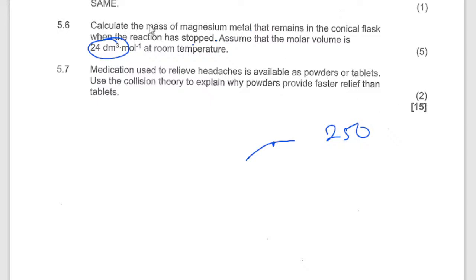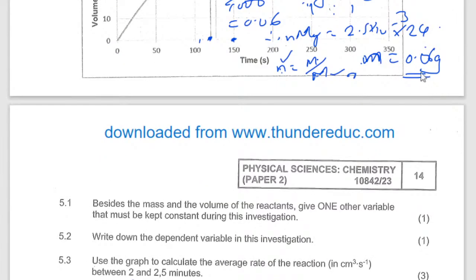Assume that we calculate the mass of magnesium that remained. That magnesium that remained, this is the mass of magnesium which was used. You understand? So they want to know how much magnesium remained.